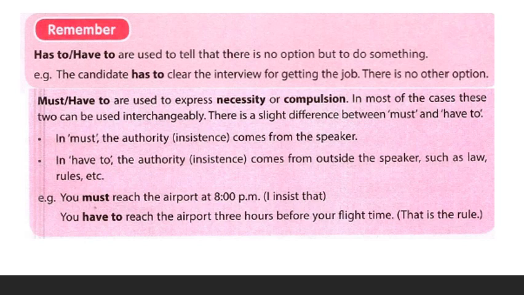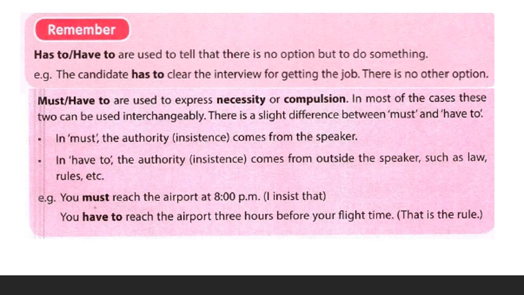In most of the cases, these two can be used interchangeably. There is a slight difference between must and have to. Both of them express necessity and compulsion, but there is a slight difference between the usage of must and have to. Let us look into what is the difference. In must, the authority comes from the speaker. In have to, the authority comes from outside the speaker, such as law or rules.